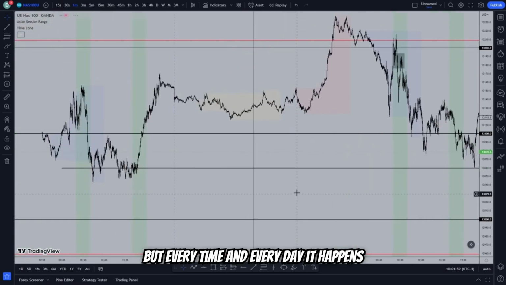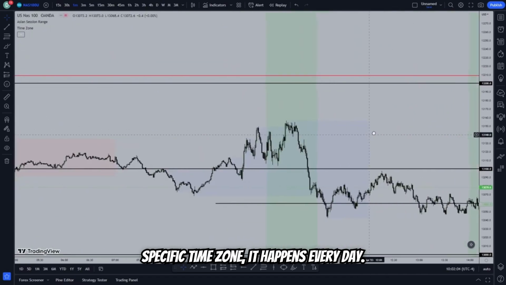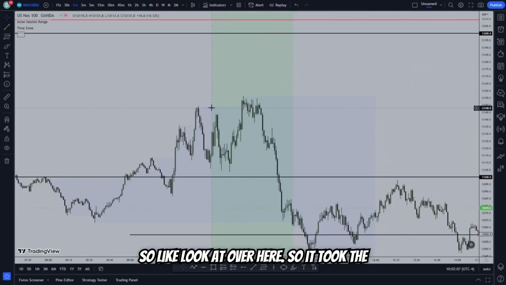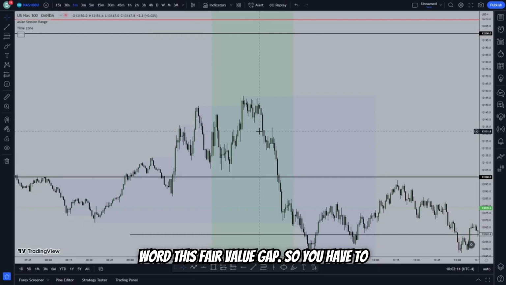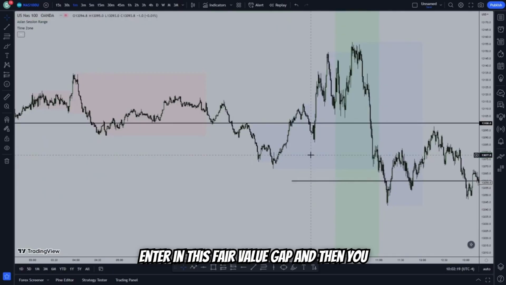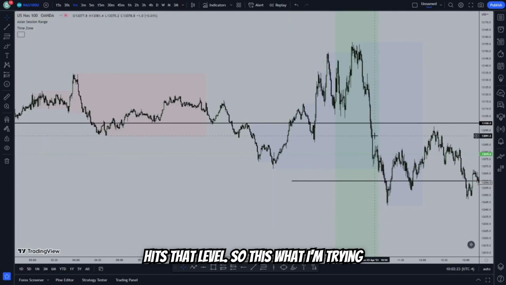But every day it happens in this specific time zone. Look over here, it took the high, and then it broke this swing low, and it left this fair value gap. So you have to enter in this fair value gap, and then you just look for this low, and it goes and hits that level.